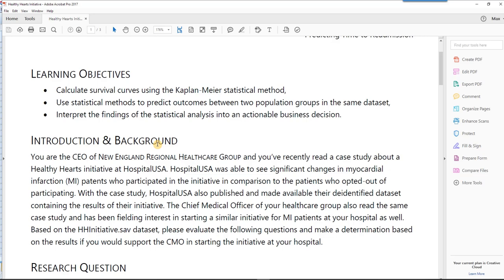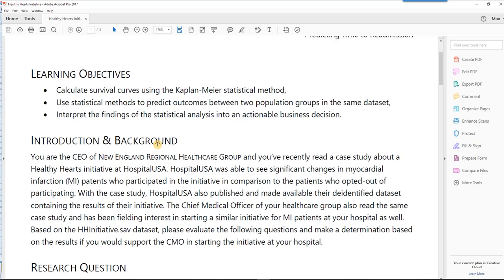In the case study, Hospital USA published and made available their de-identified dataset, which contains the results from their Healthy Hearts Initiative. The Chief Medical Officer of your healthcare group also has read the same case study and has been fielding interest in starting a similar type of initiative for MI patients at your hospital. So I have provided you that Healthy Hearts Initiative dataset, and we are going to take a look at a couple of different questions pertaining to that dataset in this assignment.